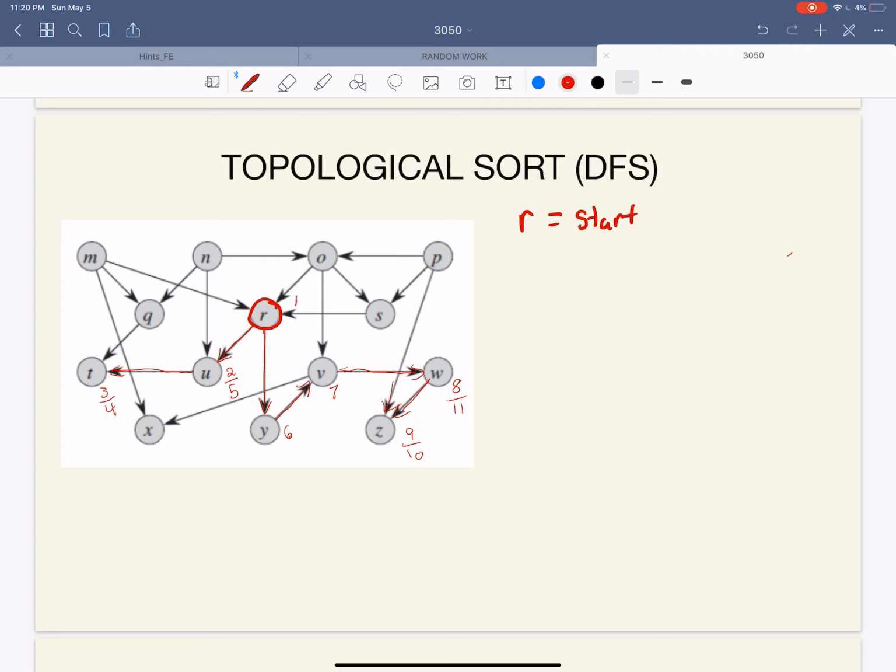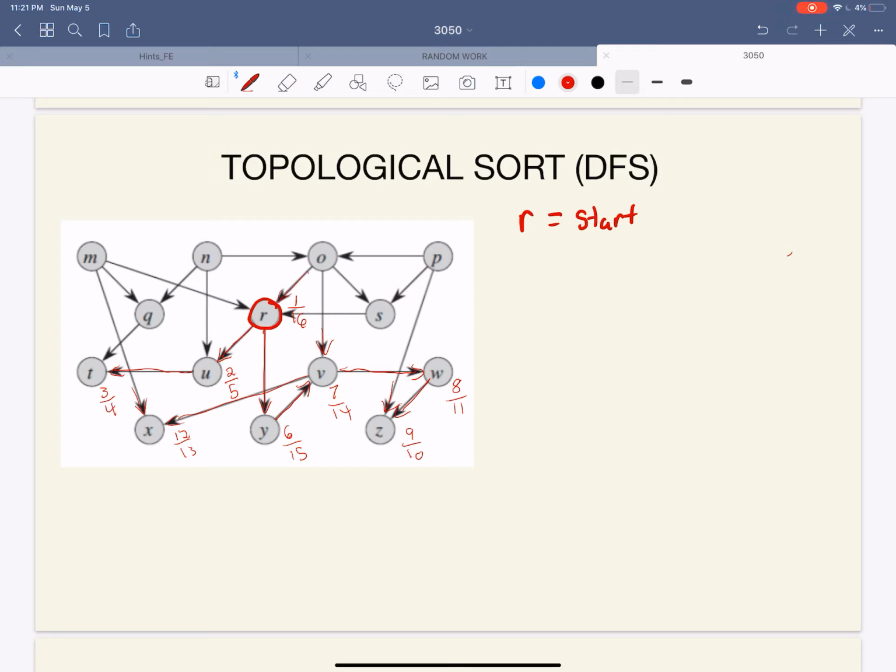Then we backtrack to V, and we actually have another option here, so we can go down to X. So this would be 12. And then we only have incoming arrows, so this would be 12 over 13. We backtrack up to V, so this would be 7 over 14, because we only have an incoming arrow. Backtrack to Y, where this will be 6 over 15, and we backtrack back to R, which will be 1 over 16.